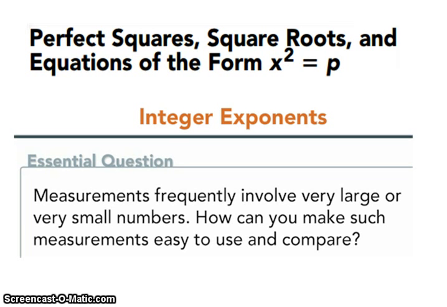Today we're going to begin Topic 3, Integer Exponents. We're going to start with Lesson 3-1, Perfect Squares, Square Roots, and equations of the form x squared equals p. We've introduced perfect squares, we've talked about square roots. This is just going to be taking it to a new level. I'd like for you to read the essential question. Measurements frequently involve very large or very small numbers. How can you make such measurements easy to use and to compare?